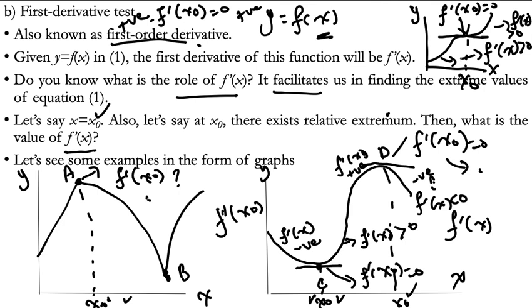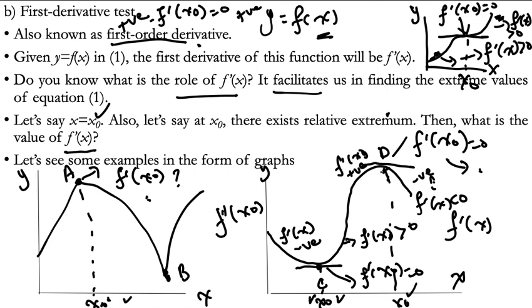So here, in this case, we don't have a relative maximum nor relative minimum if f prime x has the same sign on both the immediate left and immediate right of point x naught. Okay, so here at x naught, it is a critical value or stationary value.